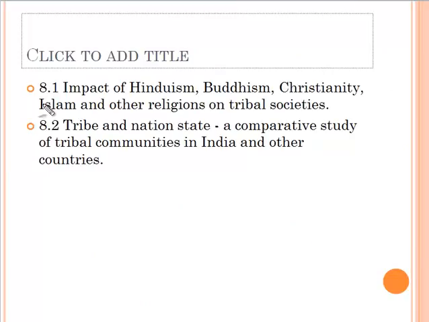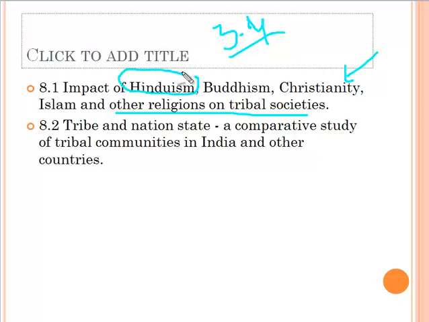Then coming to chapter 8, impact of Hinduism, Buddhism, Christianity, Islam and other religions on the tribal societies. Earlier, in chapter 3.4, we studied the impact of these religions on Indian society. Now we will study particularly what their impact was on the tribal society. A lot of work, like the Hindu mode of tribalization or tribal mode of Hinduism, has been given by N.K. Bose. That we will study in the impact of Hinduism.